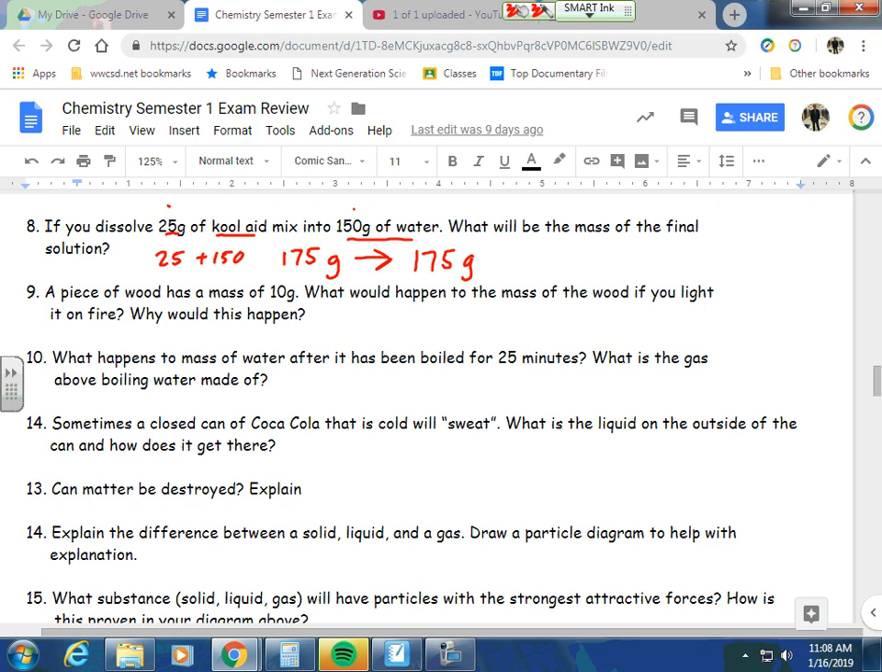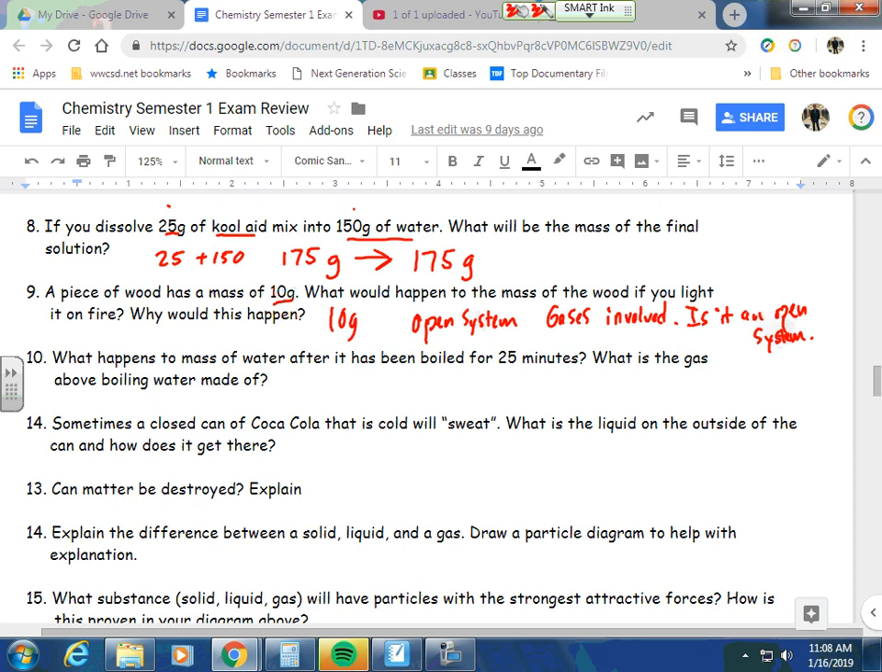Number 9, a piece of wood. So the idea of conservation of matter says that if I have a piece of wood and the mass is 10 grams, it should be 10 grams at the end. Okay, but this is the thing. Whenever we have gases involved, we have to think about, is it an open system? Because if it's an open system, that mass can change.